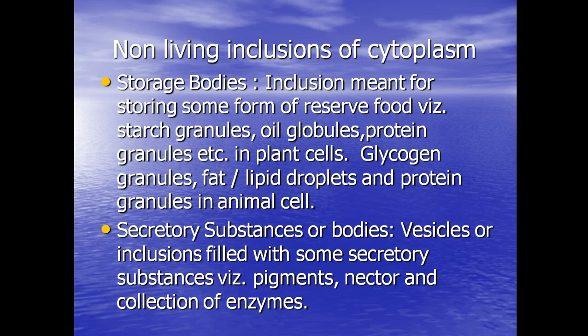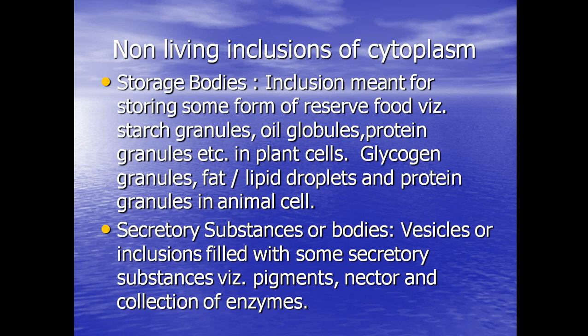More prominent in plant cells. For example, the pigments, colored pigments, and even the nectar in the plant is stored in this; it comes under secretory substances or bodies. These are secreted by the cell. Even enzymes are collected. But remember, these cannot dissolve in the cytoplasm. Instead, as soon as they are formed, they are packed in the vesicles.